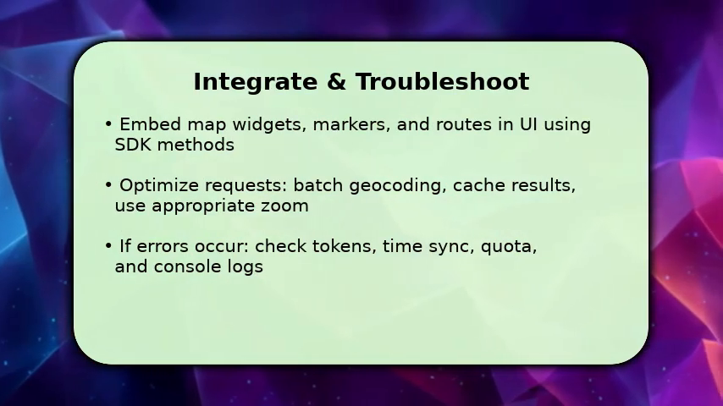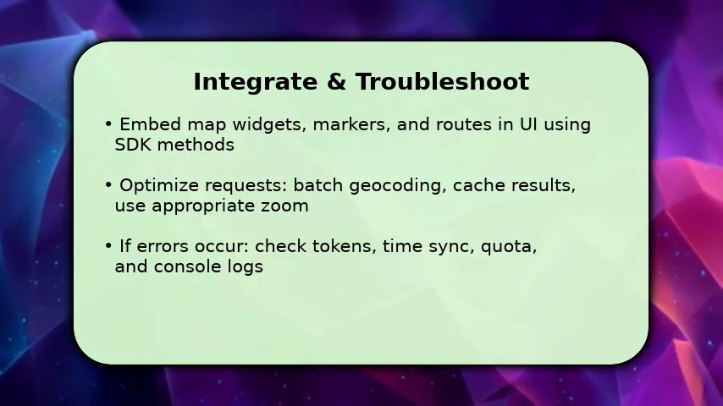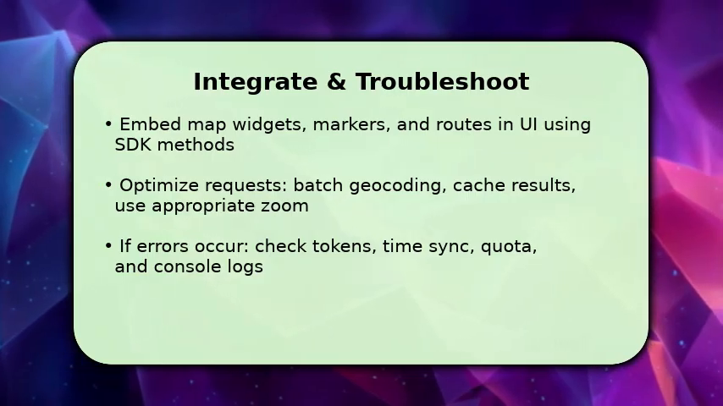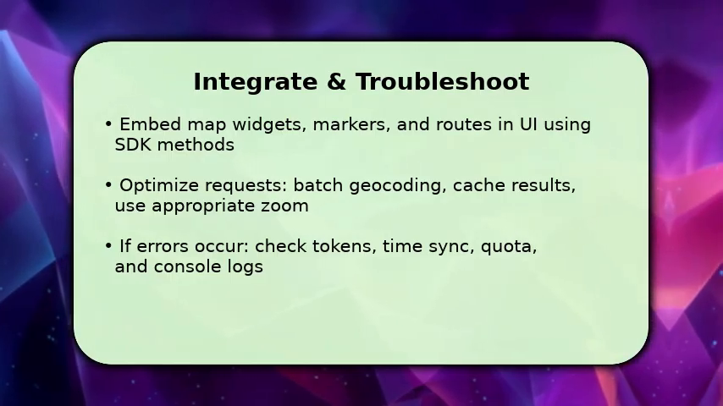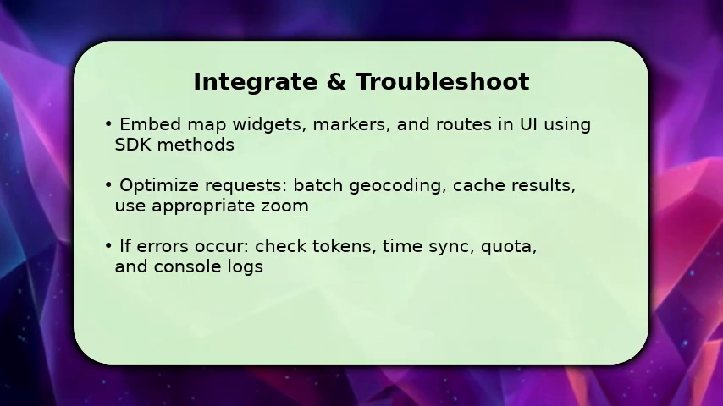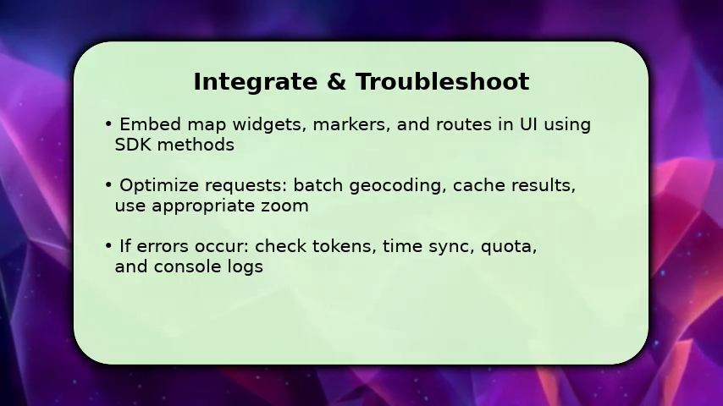You finish by integrating maps and services into your UI. Add map widgets, place markers from coordinates, and draw routes using SDK methods. Once integrated, optimize network usage by batching geocoding requests, caching frequent results, and choosing the right zoom to reduce tile loads.